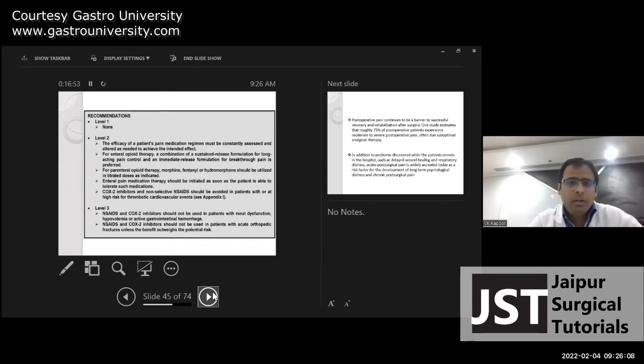Enteral pain medication should be started as early as the patient is able to tolerate such medications. COX-2 inhibitors and non-selective NSAIDs should be avoided because of the high risk of thrombotic cardiovascular events. NSAIDs and COX-2 inhibitors should not be used in patients with renal dysfunction, hypovolemia, or active GI hemorrhage.